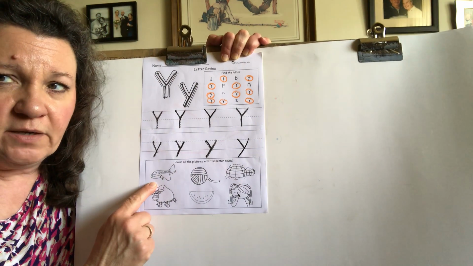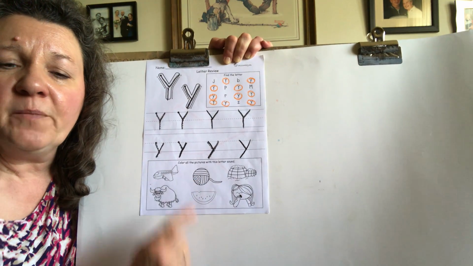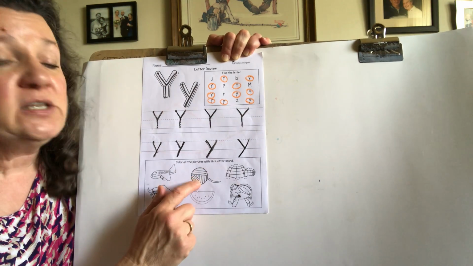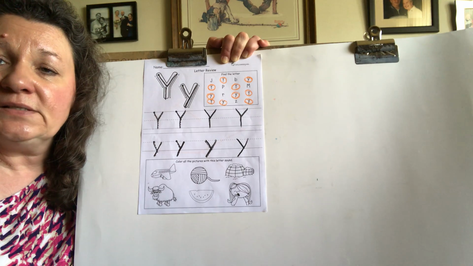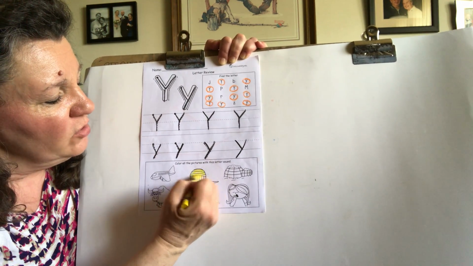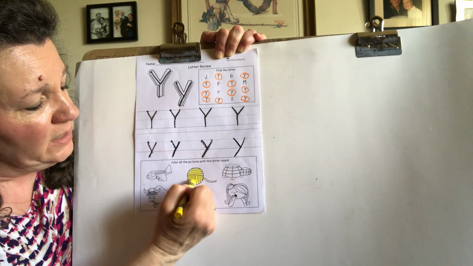No. So should we color that? No. What is this? Do you remember what that is? That's the stuff I said that they could use to knit or crochet a sweater or a scarf or something. That's yarn. Yarn. Yarn. Can you hear that Y sound? Yes. So I'm going to take my yellow crayon and I'm going to color my yarn yellow. Because yarn and yellow begin with the letter Y.